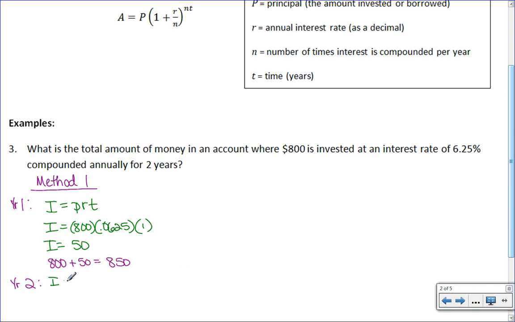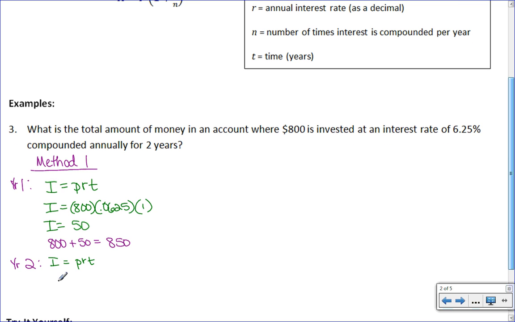In year 2, we're still going to use the same formula. At the start of year 2 now, though, we're investing $850. Now the rate is still the same. And again, we're only talking about 1 year at a time. So now when we multiply these, we get, rounded to the nearest cent, $53.13.